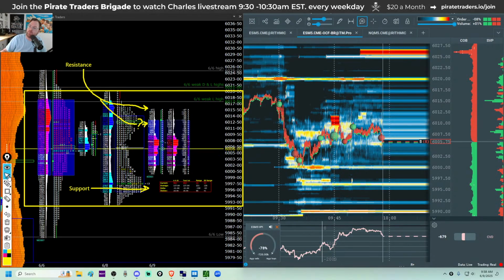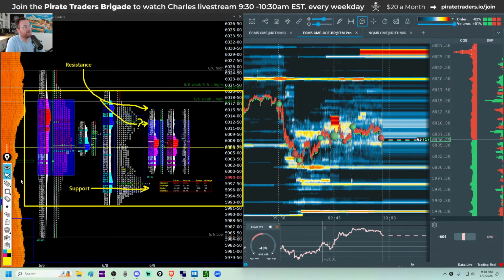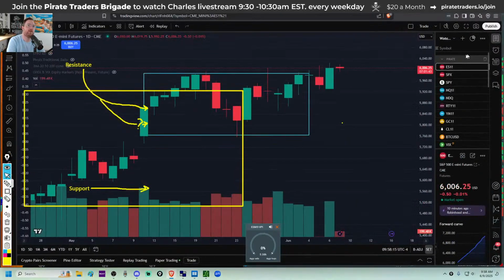Sheena says, what symbol do you use on TradingView? My chart doesn't match yours. I think it's just the continuous ES contract. So ES1 exclamation point. And that's the full 24-hour contract being shown as one daily candle.